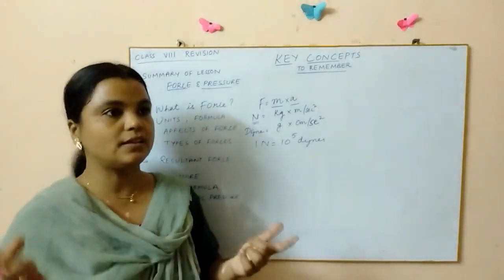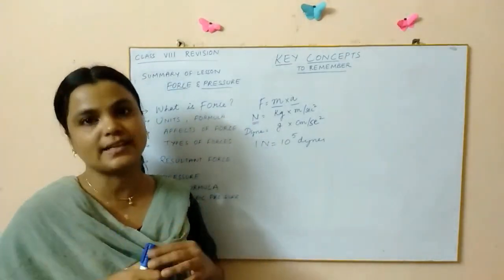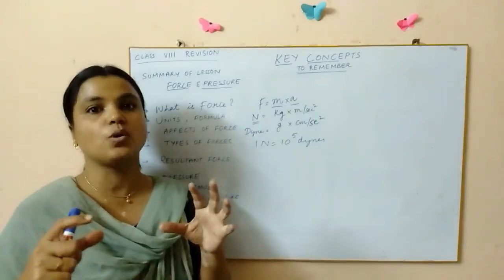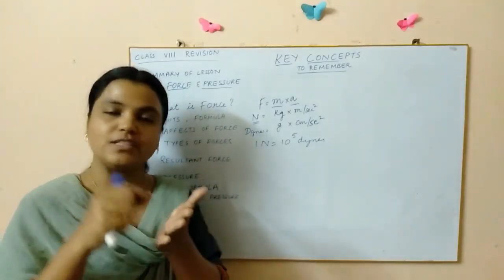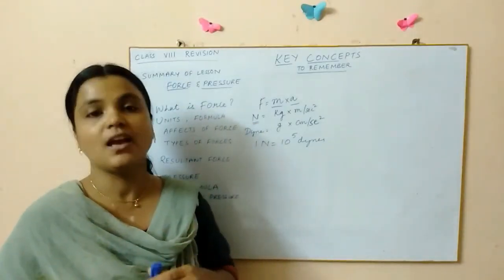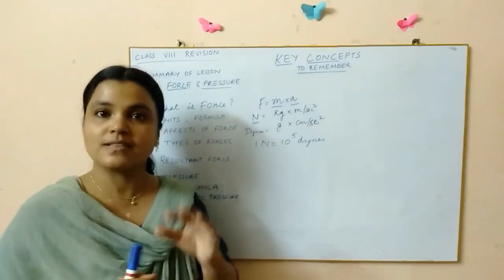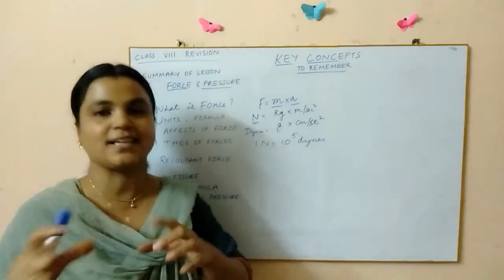Coming to another example, electrostatic force. This electrostatic force is exerted mainly because of the charges that are present on the surface of any object. Static electricity we say. Static, electrostatic means what?